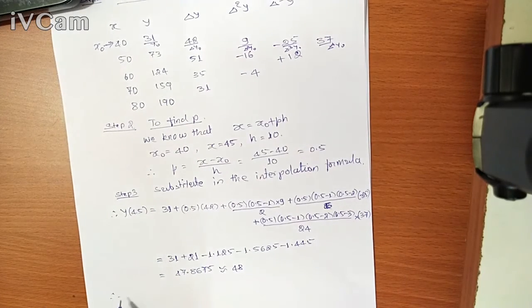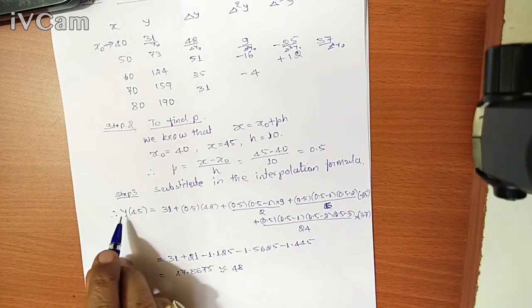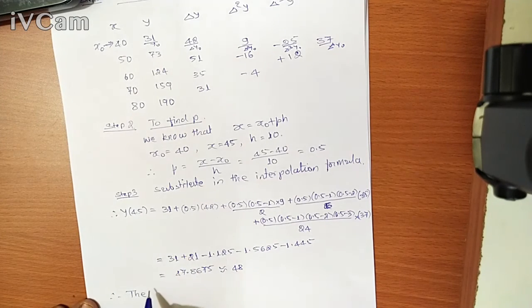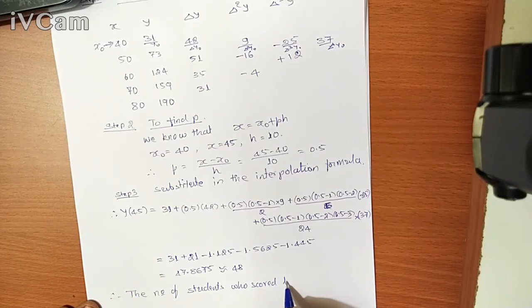Therefore, I got the number of students who scored less than 45. The number of students who scored less than 45 is equal to 48. Right.